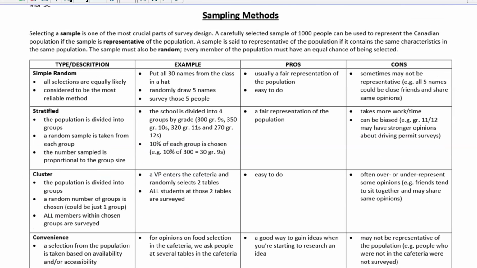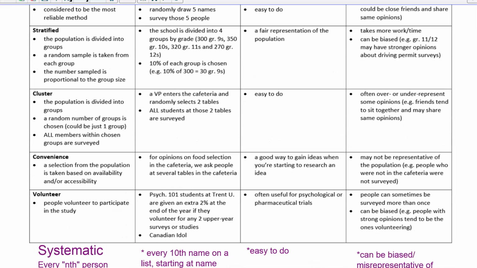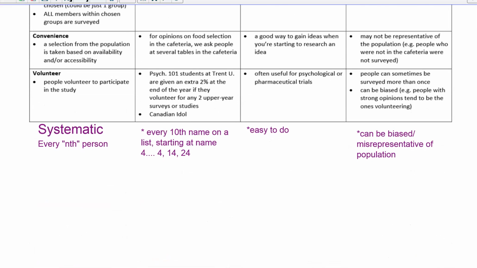Okay, so now I'm going to have you do some practice questions, okay, that I will post about deciding which sampling technique is best.